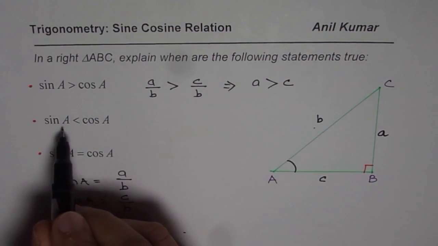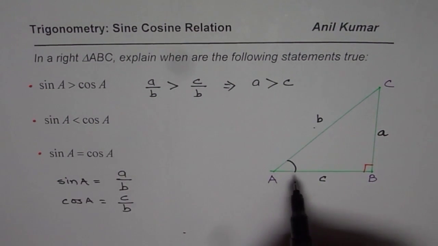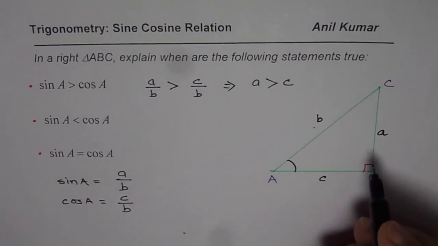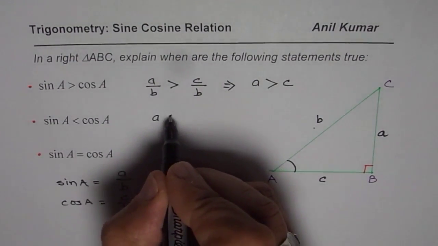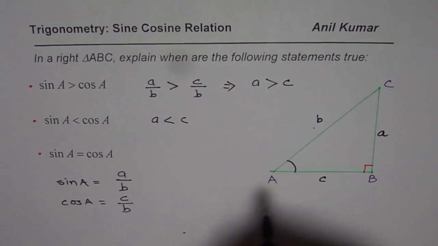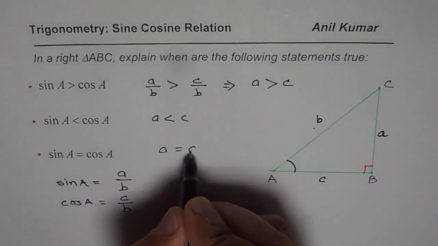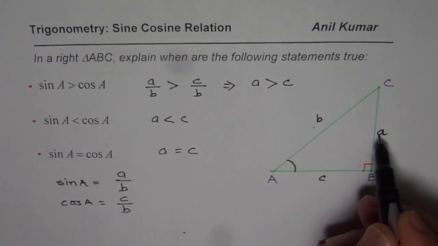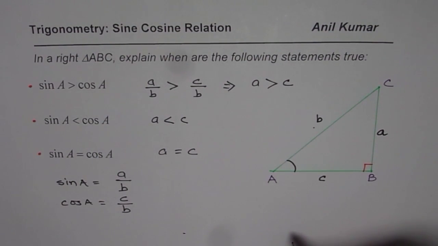Now when is sine A less than cosine A? Sine A will be less than cosine A if a is less than c, following the same condition, right? And they will be equal if a equals c. That means opposite side is equal to adjacent side, right? So that is one way of explaining it.